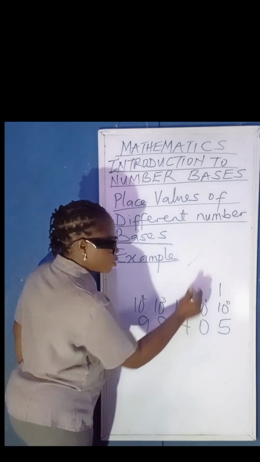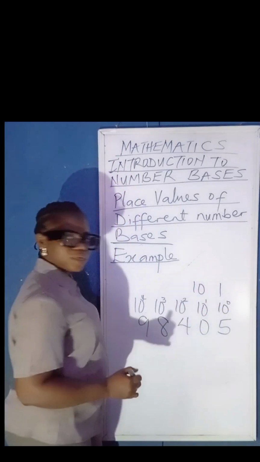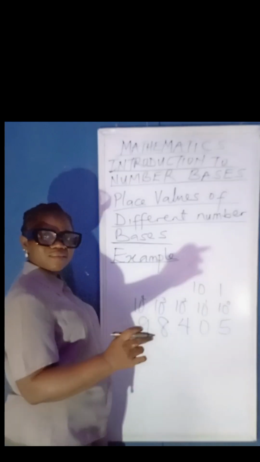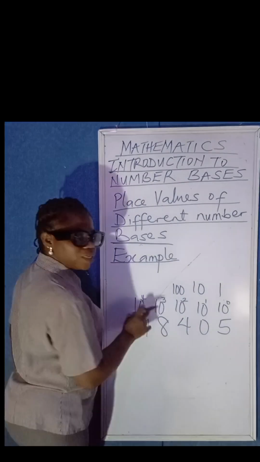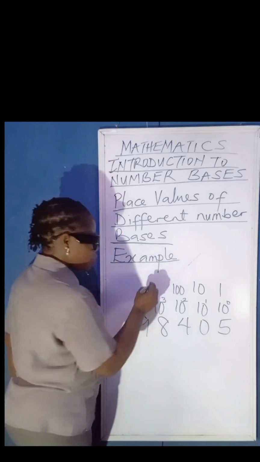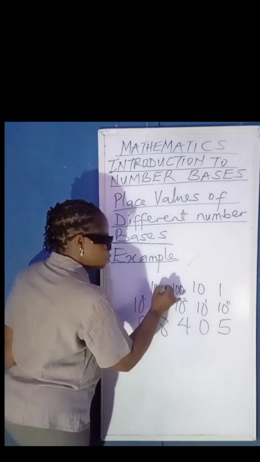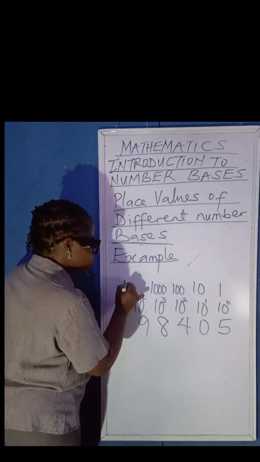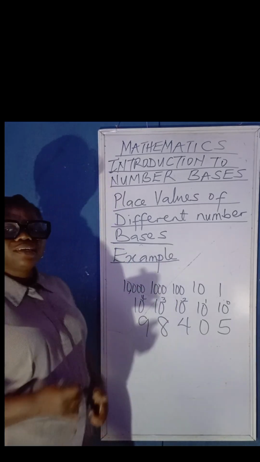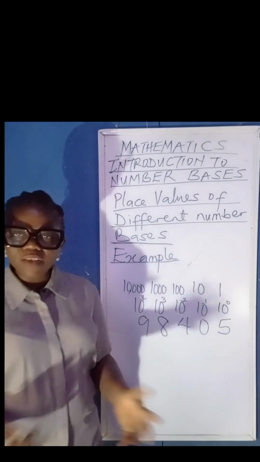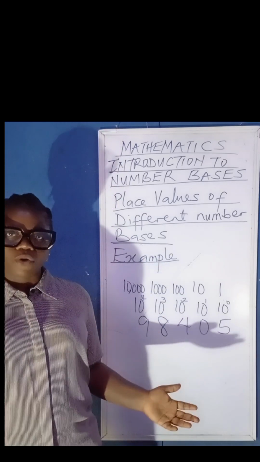10 raised to power 1 is equal to 10. 10 raised to power 2 is 10 times 10, which is equal to 100. 10 raised to power 3 is equal to 1,000. 10 raised to power 4 is equal to 10,000. And that is where the different place values get their names from.